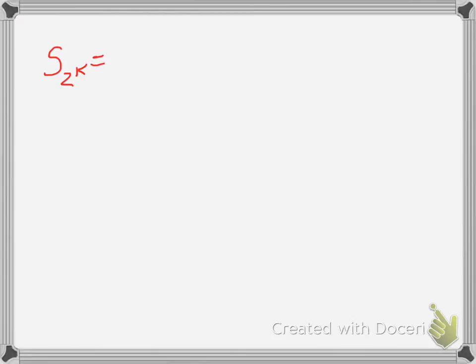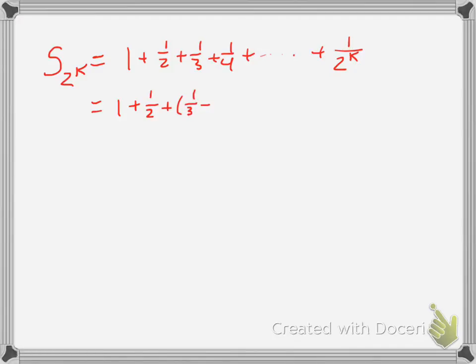So this would be terms that look like the following. It would be 1 plus a half plus a third plus a fourth plus, and this will go all the way out until we get 1 over 2 to the k. Okay, so just a special form there. And now I want to do a little bit of kind of a grouping of these terms. So I'm going to leave the 1 alone. I'm going to leave the 1/2 alone. But I'm going to group together both the 1/3 and the 1/4.